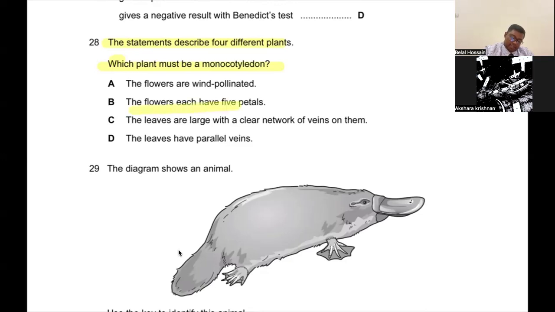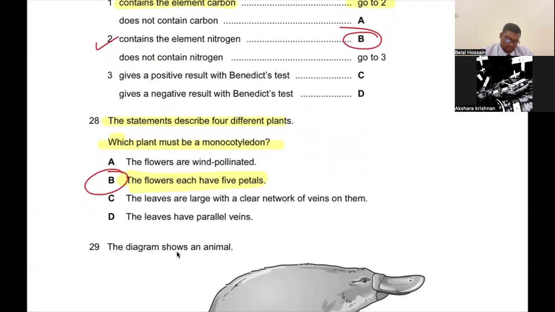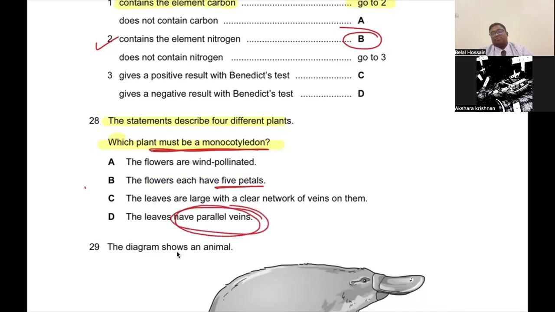Flowers can have five petals. I keep getting confused with the monocotyledon ones, the flowering plants and non-flowering plants. It's a bit confusing for me. The other classifications, when it comes to animals, are fine, but plants are a bit confusing. Here, they said must be monocot. Flowers can have five petals, that's fine, that's a monocot. But must be monocot is this one. Remember, I drew the picture for you.